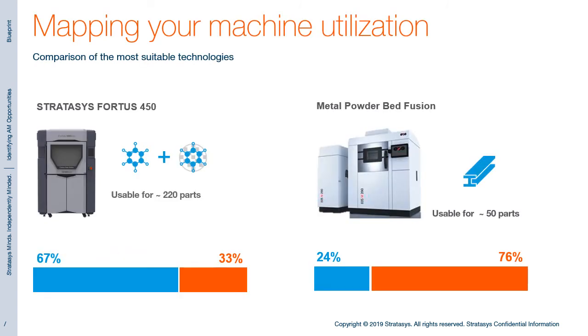As an example, here are the machine utilization and the addressable number of parts for each machine. We can see that even at low utilization, using a metal powder-bed machine is still cost effective compared to traditional manufacturing. If more metal parts were to be identified, then the saving for those metal parts that have already been identified can be largely increased due to higher machine utilization.